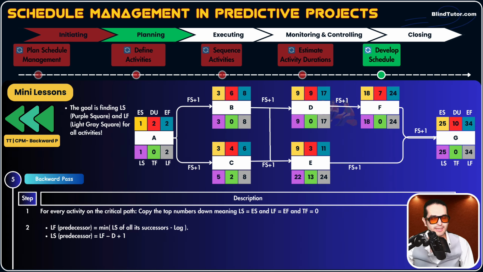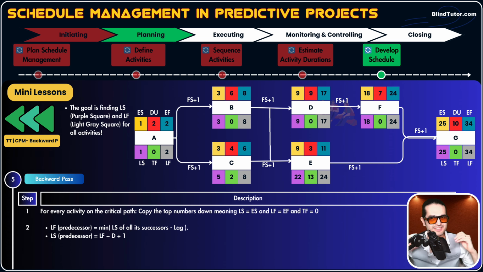Let's do it for activity E. What's the late finish of activity E? 24. What's the early finish of activity E? 11. 24 minus 11, 13. 13 is the total float of this activity. Or let's use another formula. What's the latest start of activity E? 22. What's the earliest start of activity E? 9. 22 minus 9, 13. Same number. These numbers match.